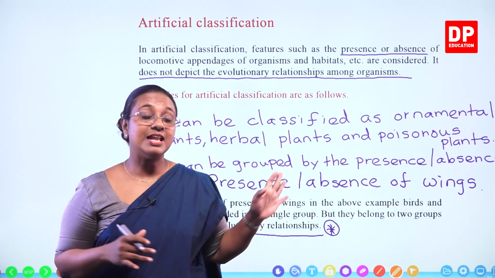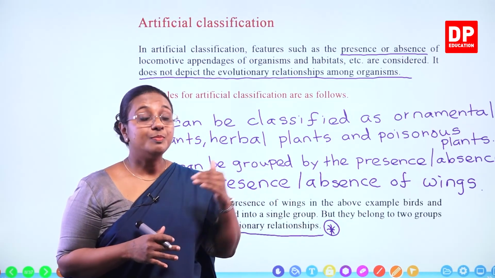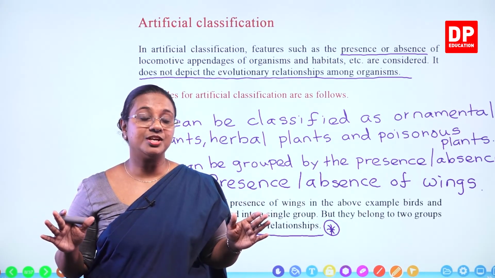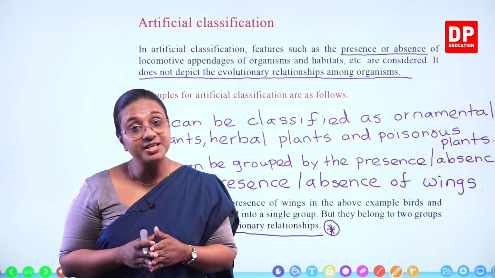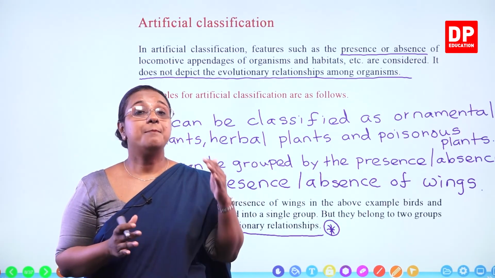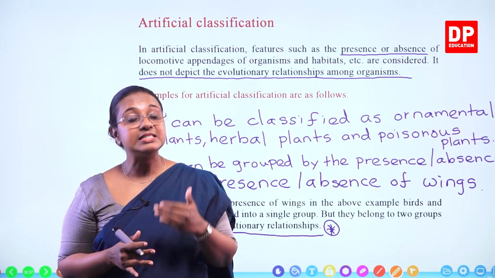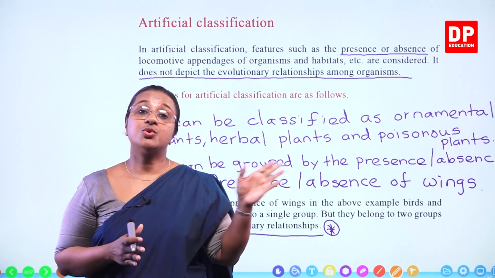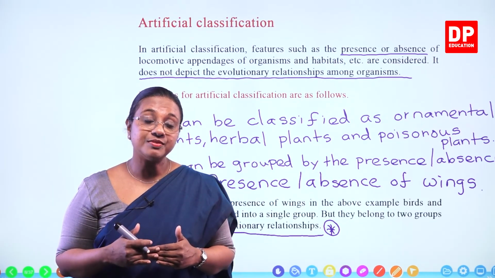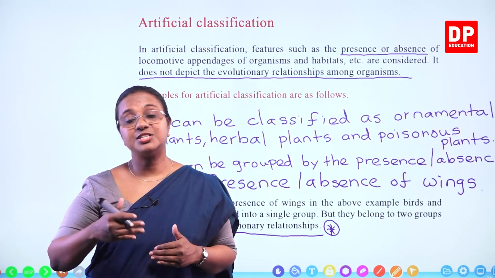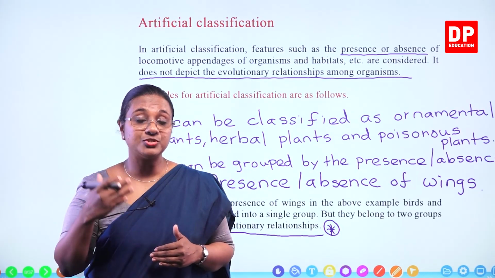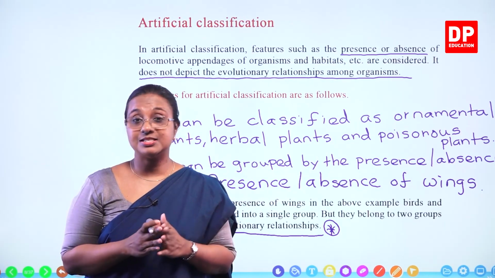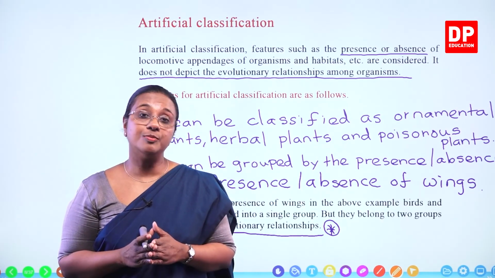And you all can understand there are a few drawbacks. Because of that, we don't completely discard artificial classification. We use it for simple classification purposes, grouping organisms. But we need to have the systematic scientific classification. That is the natural classification. So I will discuss the natural classification and the type of classification that we will be studying, that is the most accepted classification currently. We will discuss that particular classification. That is going to be the 3-domain classification.